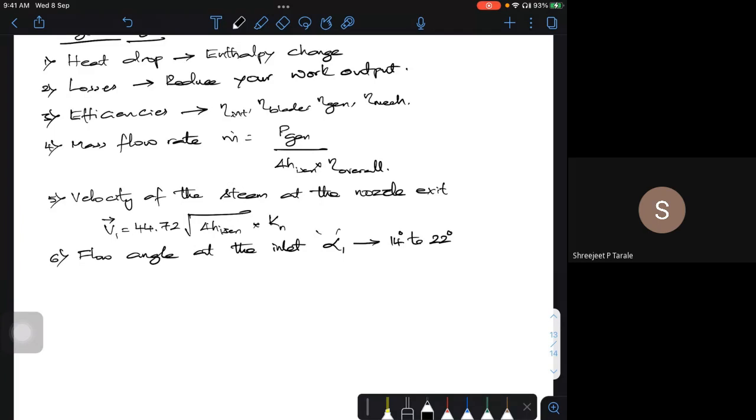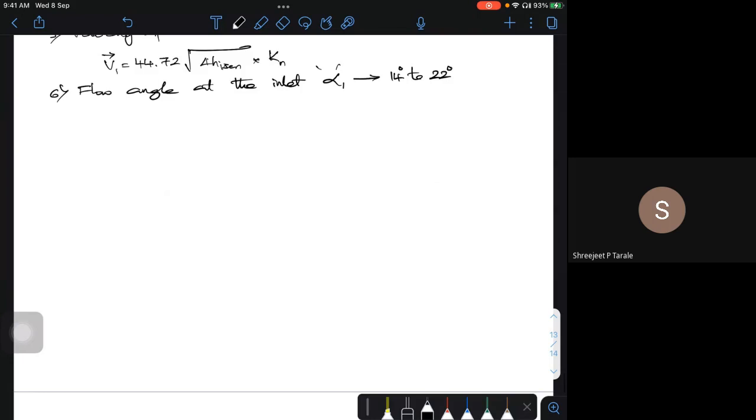Then once you have this particular thing, I should be able to calculate your blade speed. If I want to calculate the blade speed, I should know the optimal value of your speed ratio. For that, what they do is they try to plot this particular thing.